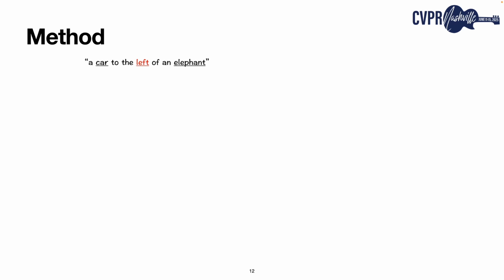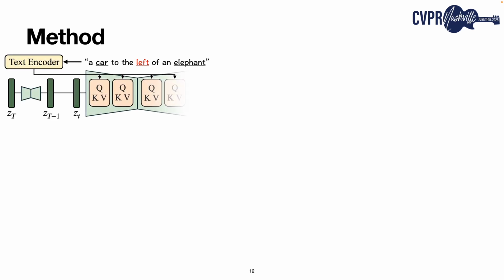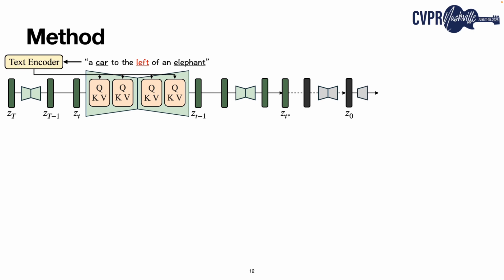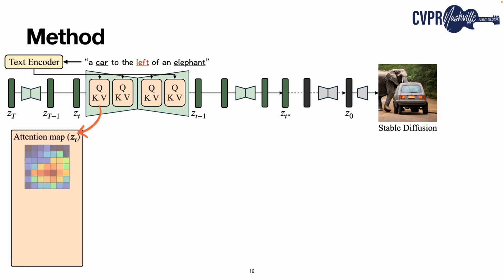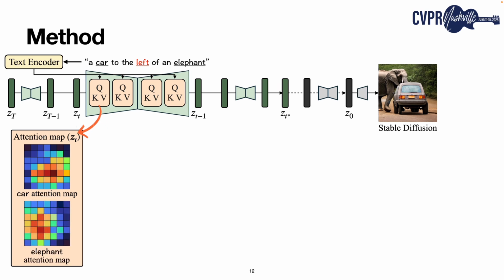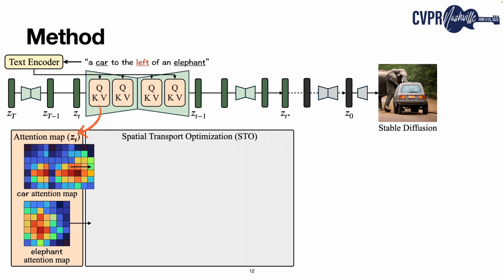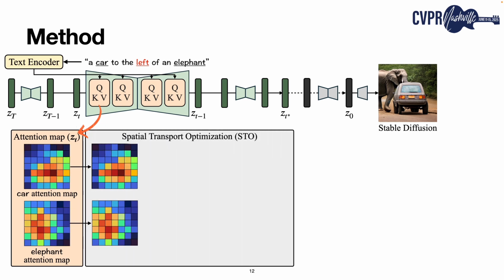Here, the prompt, "A car to the left of an elephant," is fed into the CLIP text encoder and converts into a text embedding, guiding the attention map to focus on image regions relevant to the text. Without any guidance, Stable Diffusion often fails to locate the object in the correct position. Our method provides a guiding framework to accurately position objects in alignment with the intended spatial context. We extract the attention map corresponding to the object token from the cross-attention layers. This is where STO comes in. Attention maps from the denoising process pass through the STO framework.